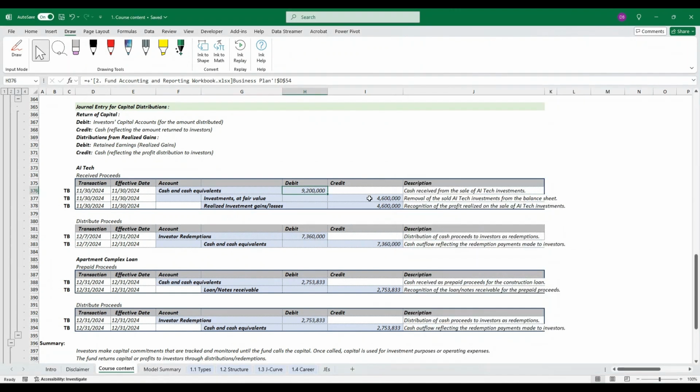In this entry, we have our original investment costs. By crediting the investment at fair value, we're going to remove the sale of the AI tech investment from the balance sheet. And then we are going to book the difference between these two numbers as our realized gain or loss if the value is underwater. After this sale, we're going to book the distributions. We're going to debit the investor redemptions for the distribution of the net proceeds, and then credit cash for the payout to reflect the redemption payment made to investors.